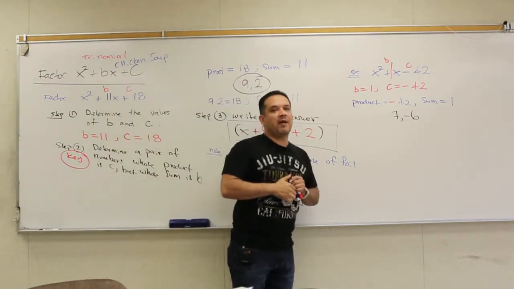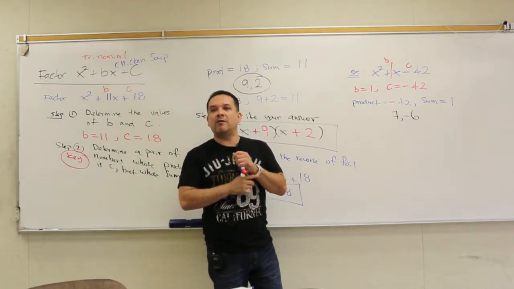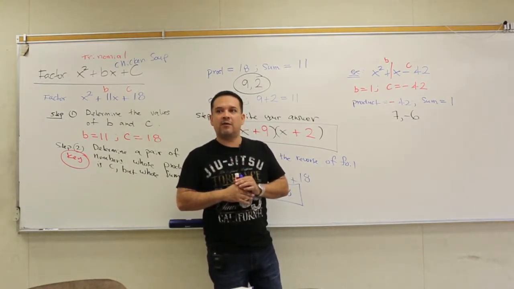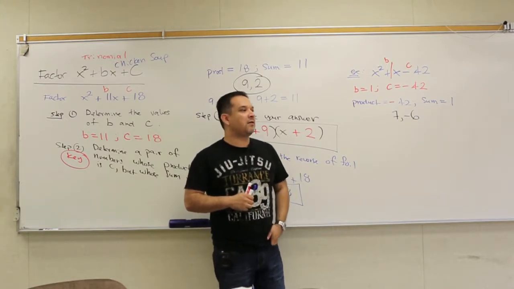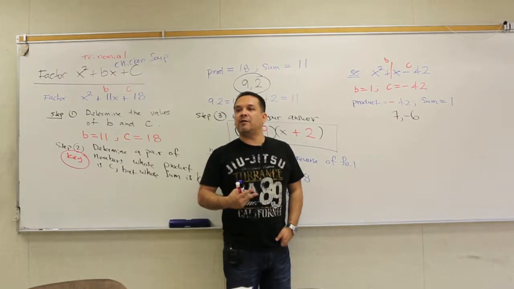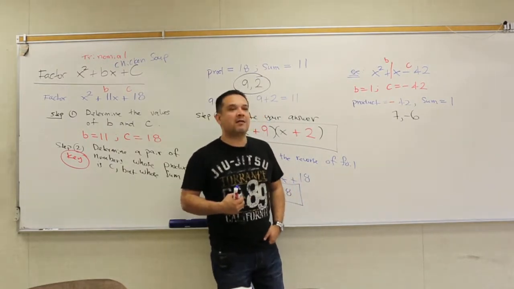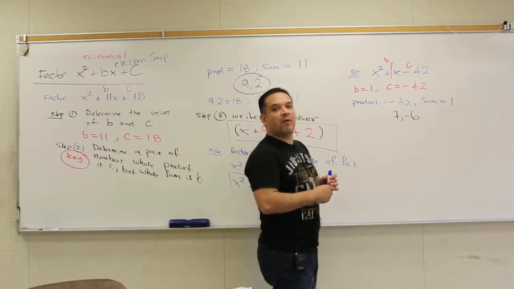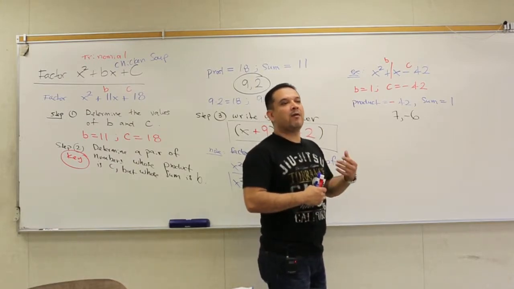How would you show somebody how to do this? Because there's people in this room looking at you like, how did you get 7 and negative 6? There's no way in the world I could have got that. Well, how do you go about this in case you don't know what the pair of numbers is? Some people will know because in their brain they went through some pairs of numbers.